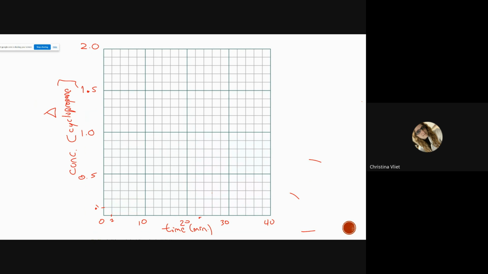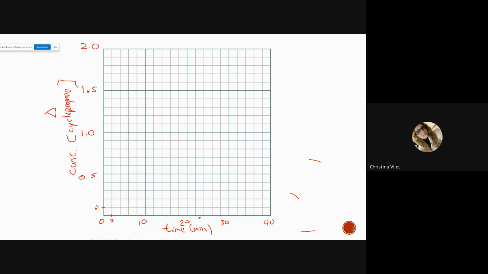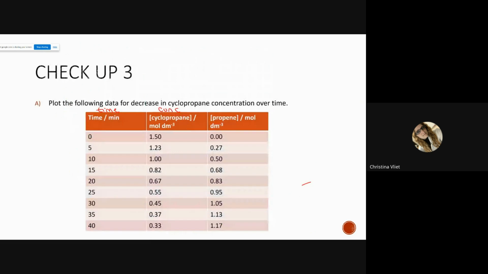So let's go ahead and see if we can graph this data. First point, at a time of 0, the concentration is 1.5. Time of 0, concentration 1.5. We put an X. Good with that? Remember, X is not dots for Cambridge. Use X's.